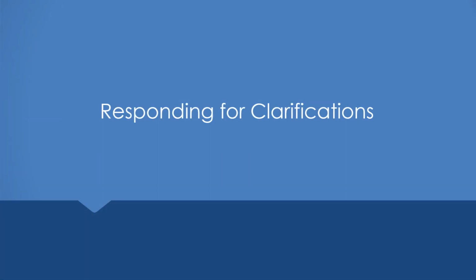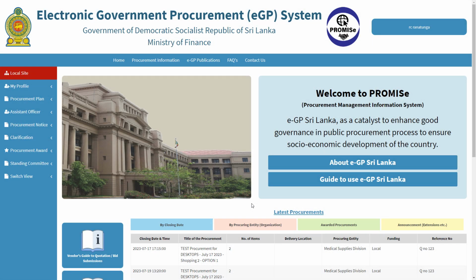Responding for clarifications. During the bidding period, if the bidders had made any clarifications, the liaison officer can respond to the clarifications by clicking the link Clarification, which is at the liaison officer dashboard. Click on View Clarification.